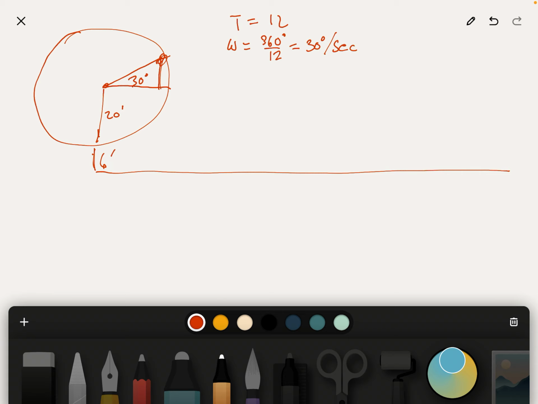Okay, so that means that Francesca, after 4 seconds, is up here, because she's gone a total of 120 degrees, right? 4 seconds times 30 degrees per second. But for our purposes, we now think of her at a new time zero. This is Francesca at time 0.